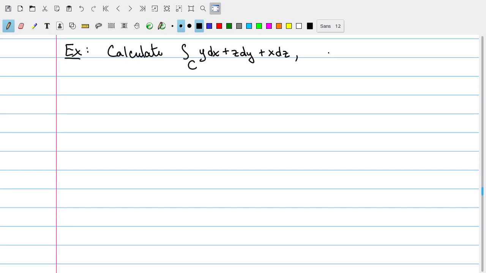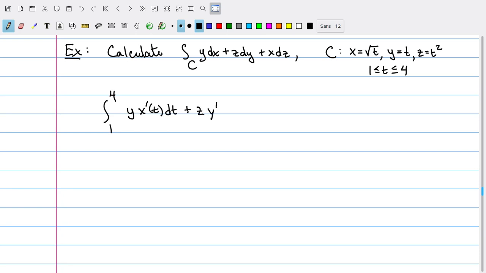here c is the curve parameterized by x equals the square root of t, y equals t, and z equals t squared for t between 1 and 4. Our definitions from before tell us that this is just the integral from 1 to 4 of y times x prime of t dt plus z times y prime of t dt plus x times z prime of t dt.